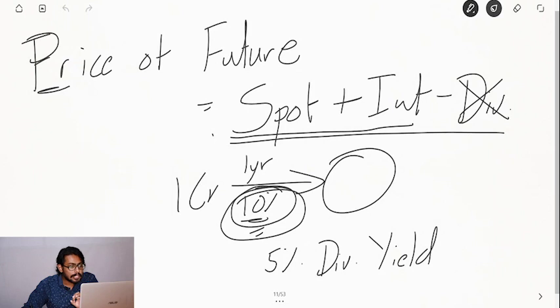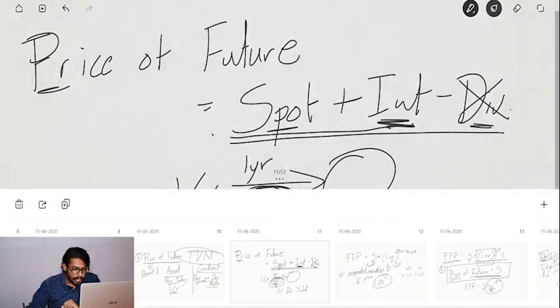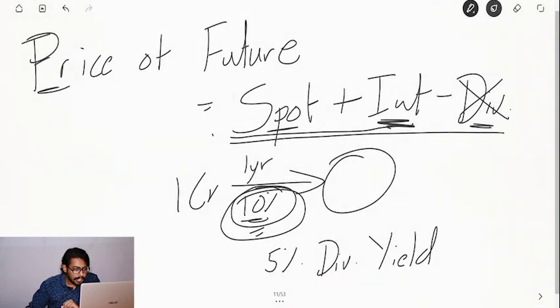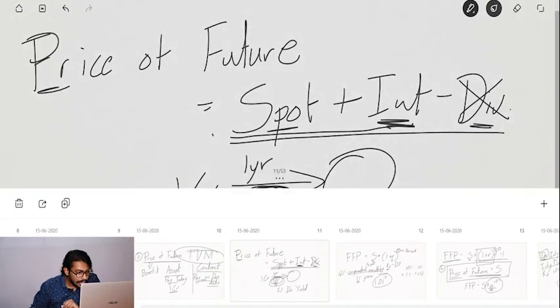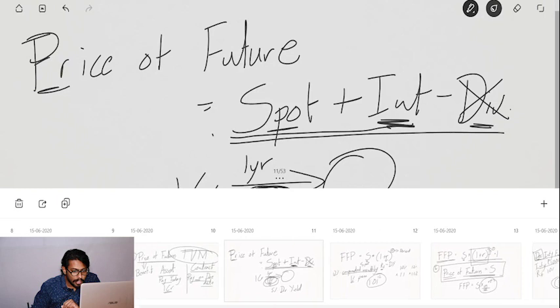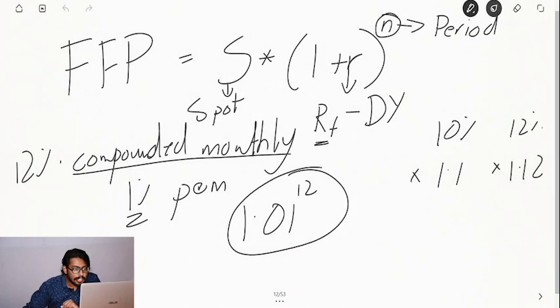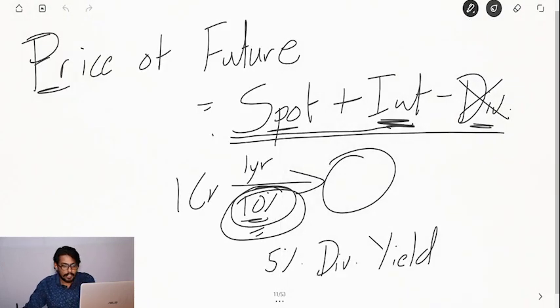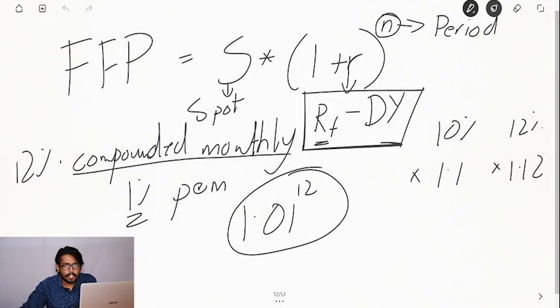Fair future price equals spot price plus interest minus dividend. Now, we have also said that the rate R that we take over here is risk-free rate minus dividend yield. I first said spot price plus interest minus dividend. Then I have also said that the R over here is risk-free rate minus dividend yield.